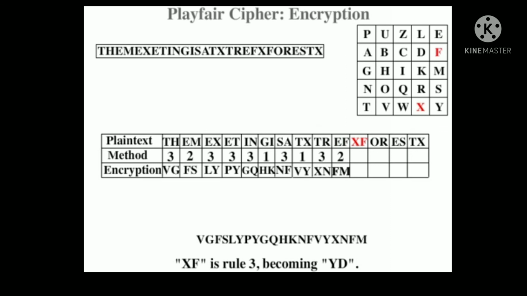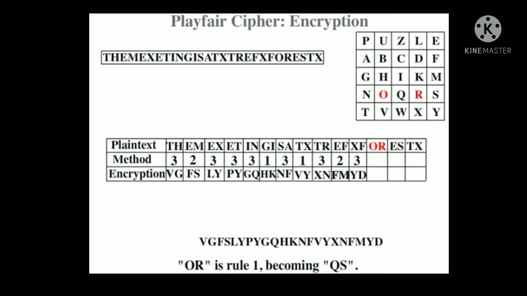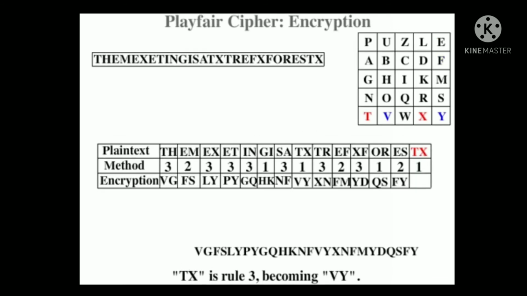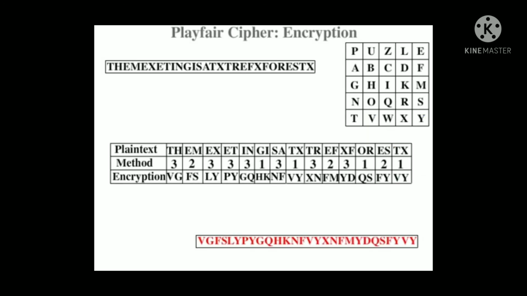XF is rule 3, becoming YD. OR is rule 1, becoming OS. ES is rule 2, becoming FY. TX is rule 3, becoming VY.